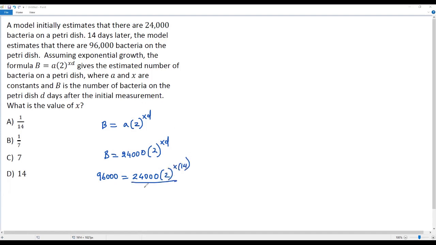Okay, let me divide both sides of this equation by 24,000. This 24,000 will cancel out. When I divide 96,000 by 24,000, I am getting 4. On the right side, we have 2 to the power of x times 14, which can be written as 14x. Our aim is to get the value of x, and in this equation, we have x at the exponent.